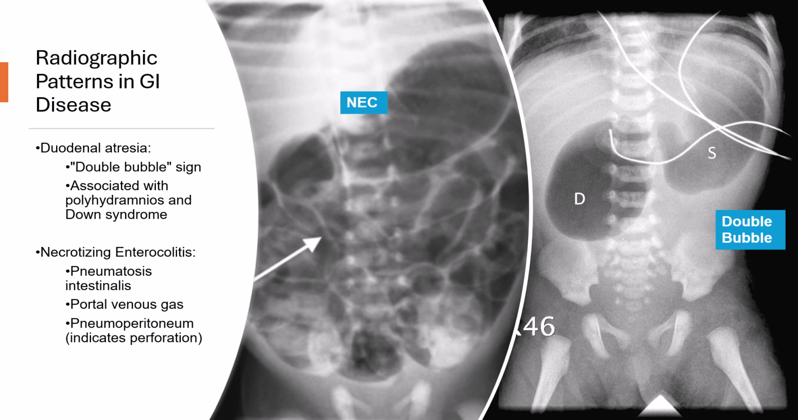Necrotizing enterocolitis has several radiographic hallmarks. Pneumatosis intestinalis, air in the bowel wall, appears as a bubbly or linear pattern along the intestinal wall. Portal venous gas indicates more severe disease. Pneumoperitoneum, free air in the abdomen, suggests intestinal perforation and is an indication for surgical intervention.